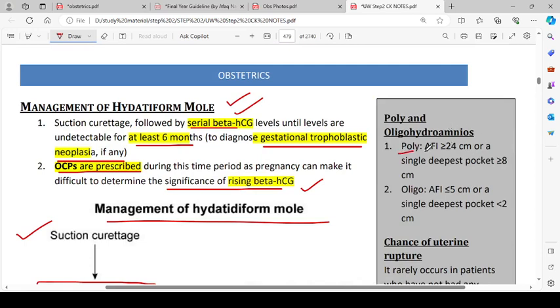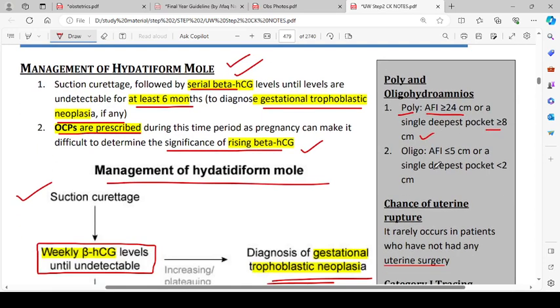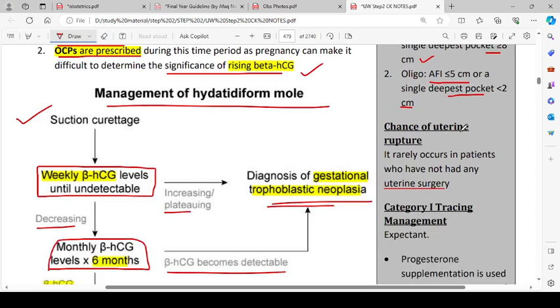Now here you can see poly and oligohydramnios. Polyhydramnios is when the amniotic fluid index is more than 24 centimeters or a single deepest pocket is more than 8 centimeters. Oligohydramnios is when the amniotic fluid index is less than 5 centimeters or a single deepest pocket is less than 2 centimeters.